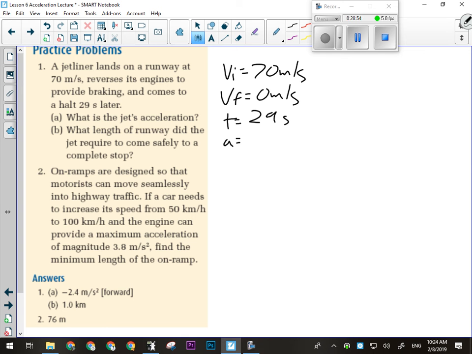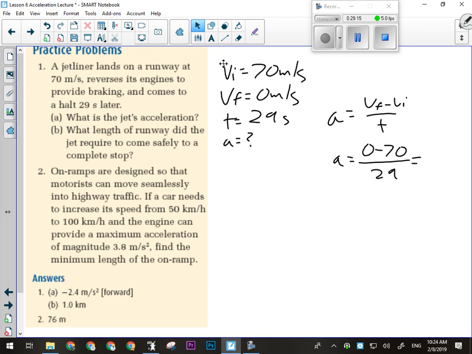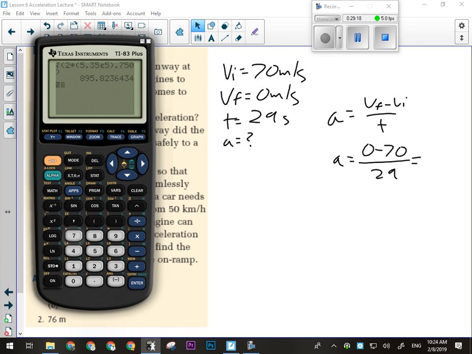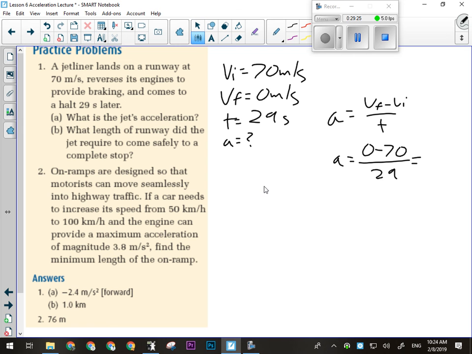Can I use my first formula for this one? I can use VF minus VI over T, and I should, because that's the easiest one to use for this. So A equals VF minus VI over T. That'll get me the acceleration. So we'll have 0 minus 70 over 29. That'll give me a negative acceleration, which is fine. It is negative, it's slowing down. So 70 divided by 29 gives 2.4 meters per second squared, and it's negative.